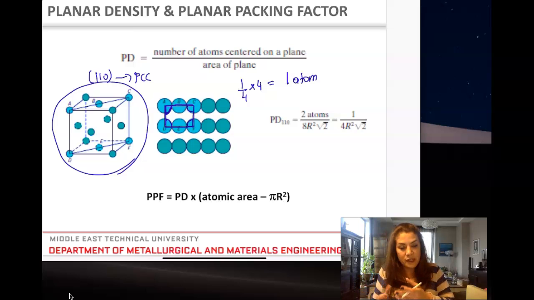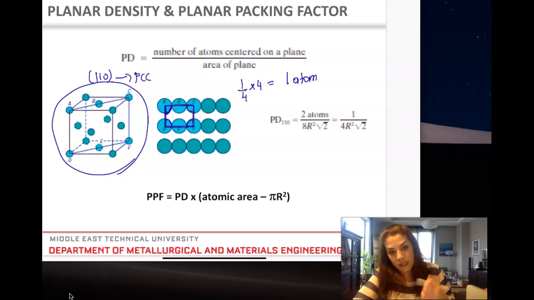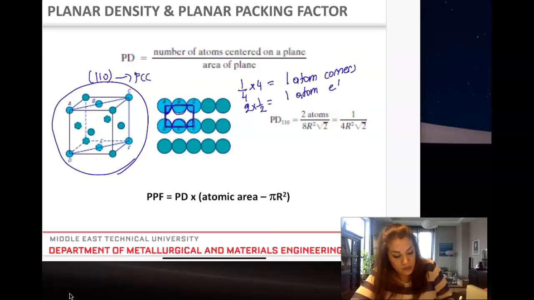First, in the planar density, I'm not going to find the percentage. I'm going to find the number of atoms per area. And in the planar packing factor, I'm going to find the percentage. If it's a factor, it's unitless. A planar density or linear density is atoms per length or area and so on. So one atom in the corners, and then there is half an atom and half an atom, two times half atoms, which makes one atom, on the edges.